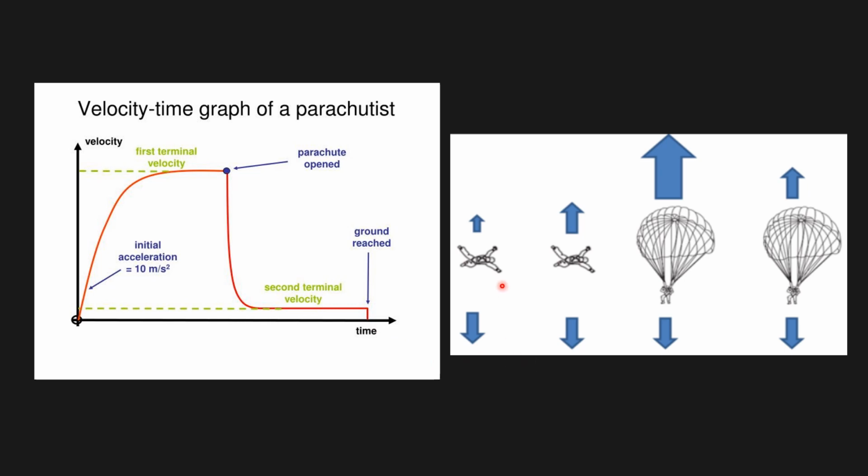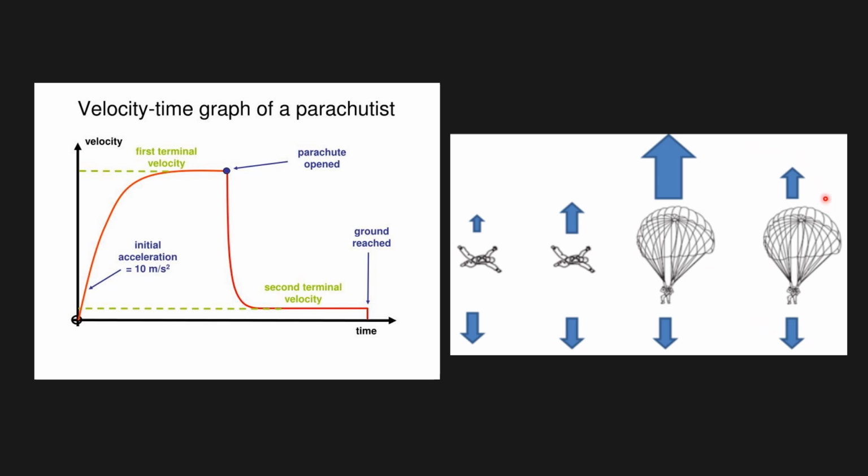And here are the forces. As you can see, initially the air resistance is smaller and the weight is larger. So the object accelerates, but at a point both forces become equal and balance, and the skydiver falls with a constant velocity, the terminal velocity. Then the skydiver opens the parachute, and the air resistance becomes the larger force and the weight is smaller. So the skydiver starts to decelerate.